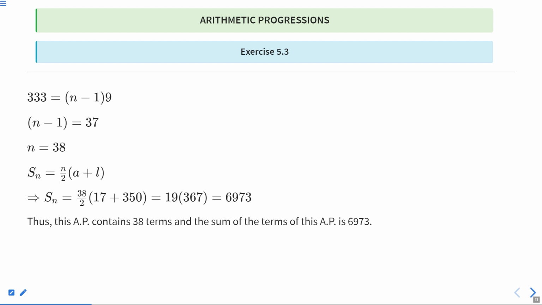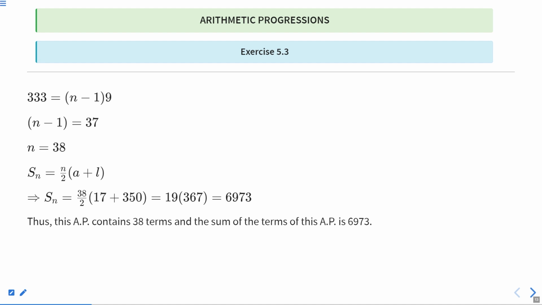Okay, and it implies 333 is equal to n minus 1 times 9, and it implies n minus 1 is equal to 37, and it implies n is equal to 38. Okay, so we know that the sum of first n terms of an AP, Sn, is equal to n by 2 times A plus L, and here we have the values of n, A and L.